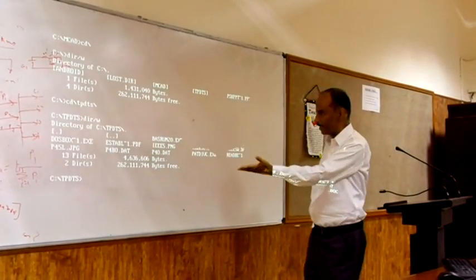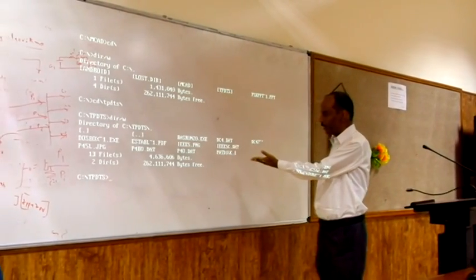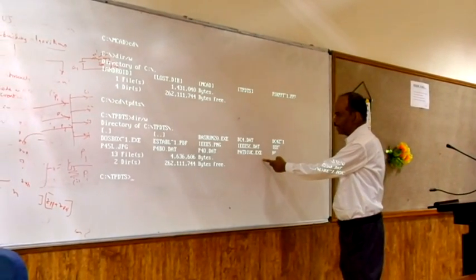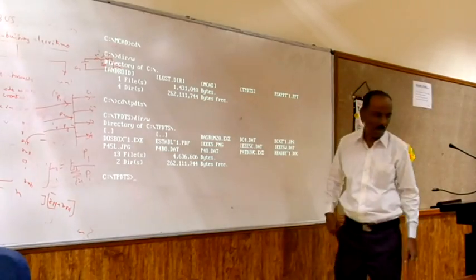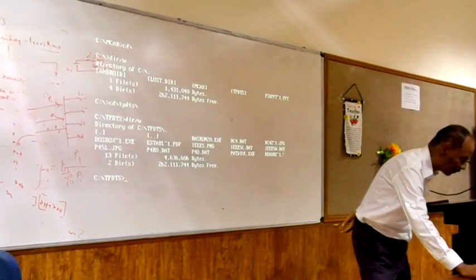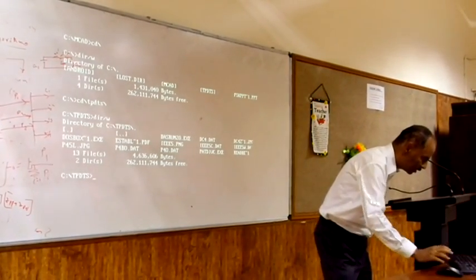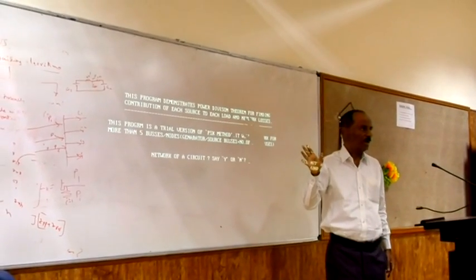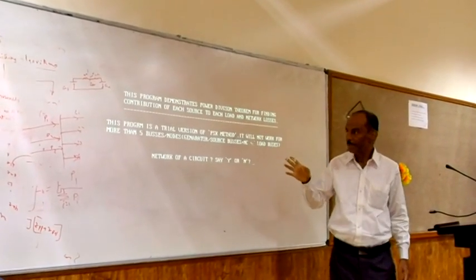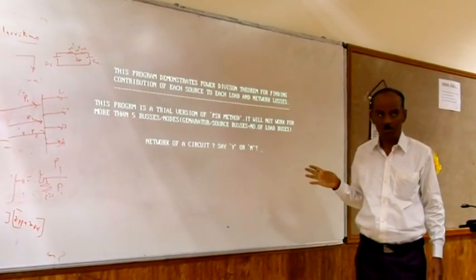Directly you can run this. Now the executable file is here. This is the executable file. It's a general file. Programs written in GW BASIC. So first it is all network or circuit.